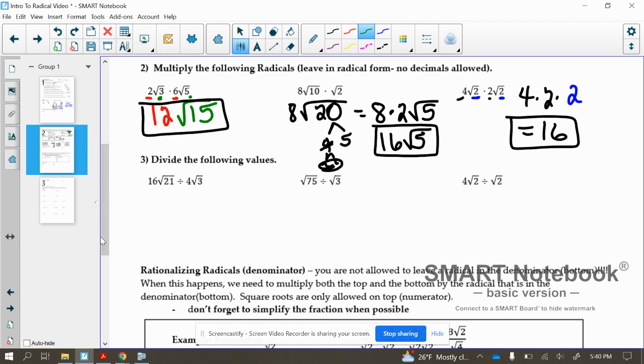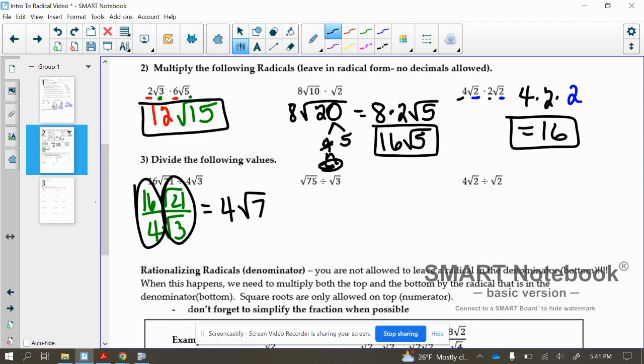When we have 16 square root 21 divided by 4 square root 3, we're going to divide this 16 and the 4. 16 divided by 4 is 4. And then 21 divided by 3 is 7, and that's going to stay underneath the square root.